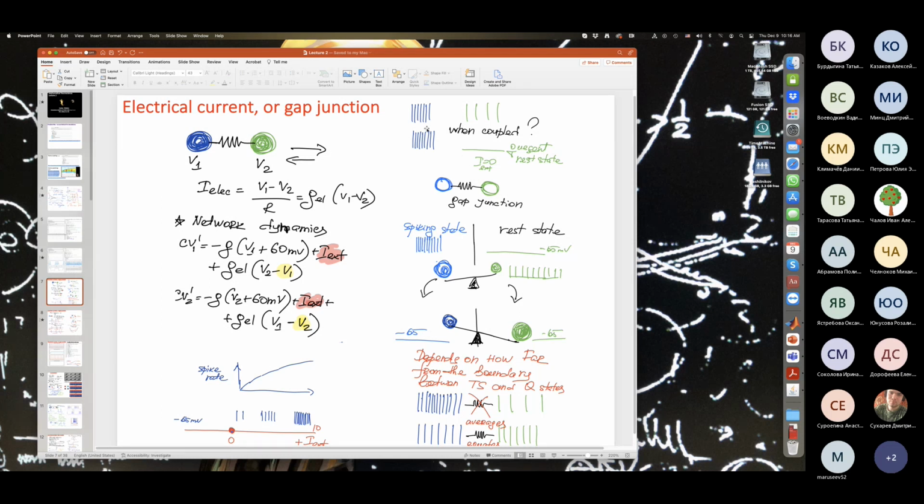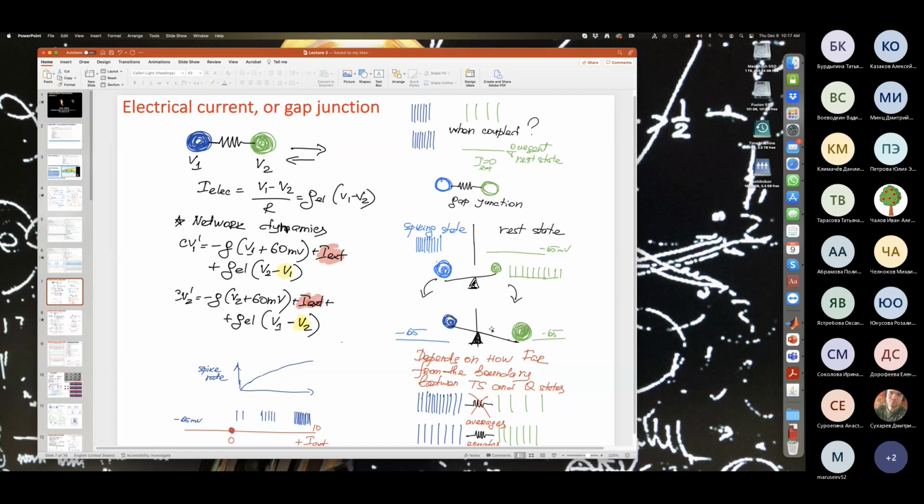For example, one has a higher rate, like the blue cell, and the green cell on the right has a lower rate, or it's even quiescent. Then you have this gap junction, and it's like a swing. You have a heavier sitter on the left and a lighter partner on the right. It depends on the length of the swing, and also on the mass.